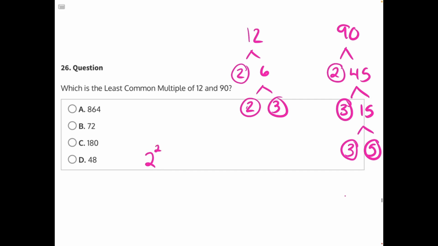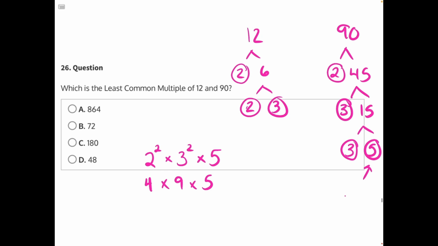We're going to multiply that by the greatest amount of times 3 appeared, which is also twice. And then we'll multiply that again by the greatest amount of times our last prime number occurred, which is 5. So now 2 squared is 4, 3 squared is 9, times 5. Multiplying these three numbers together will give us our least common multiple.